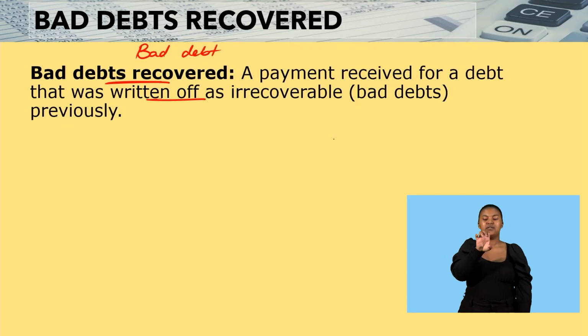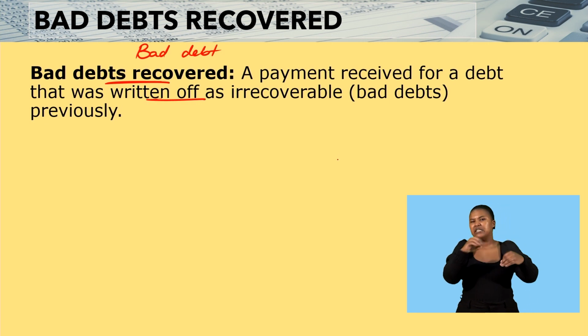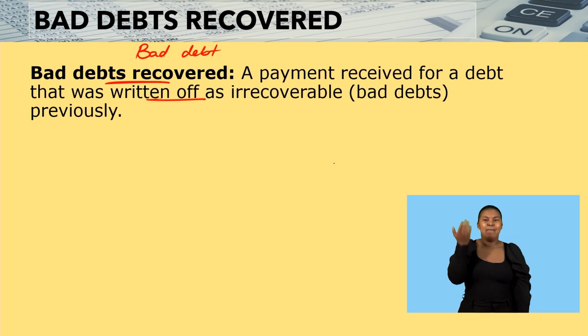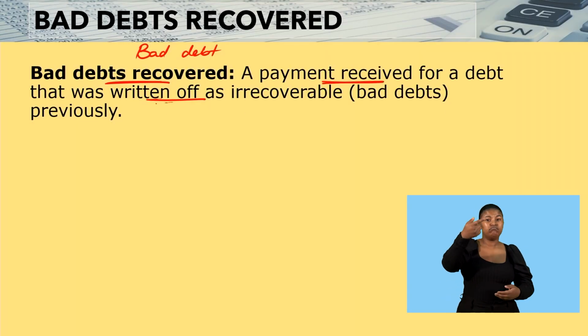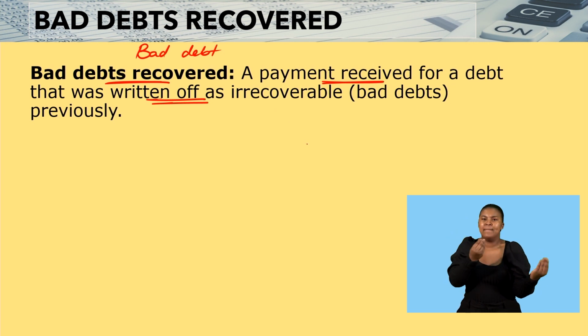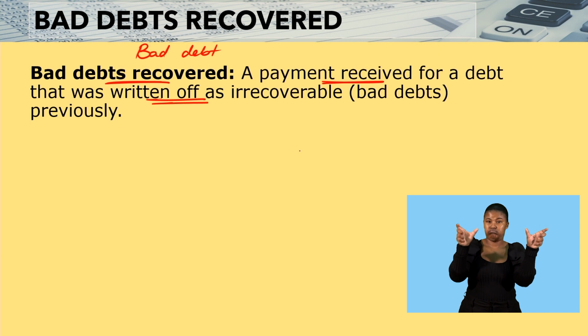Then they say, we want to pay the account that we were not able to pay in the past. The moment they are able to pay that account, it is then considered a bad debt recovered. So first, it has to be written off as a bad debt, and then in the next financial period the individual or the business comes and says, we want to pay. Then we consider it a bad debt recovered. So they now come with a payment, and we receive that payment for a debt that was previously written off as irrecoverable. Very important that you get the difference between the bad debt and the bad debt recovered.